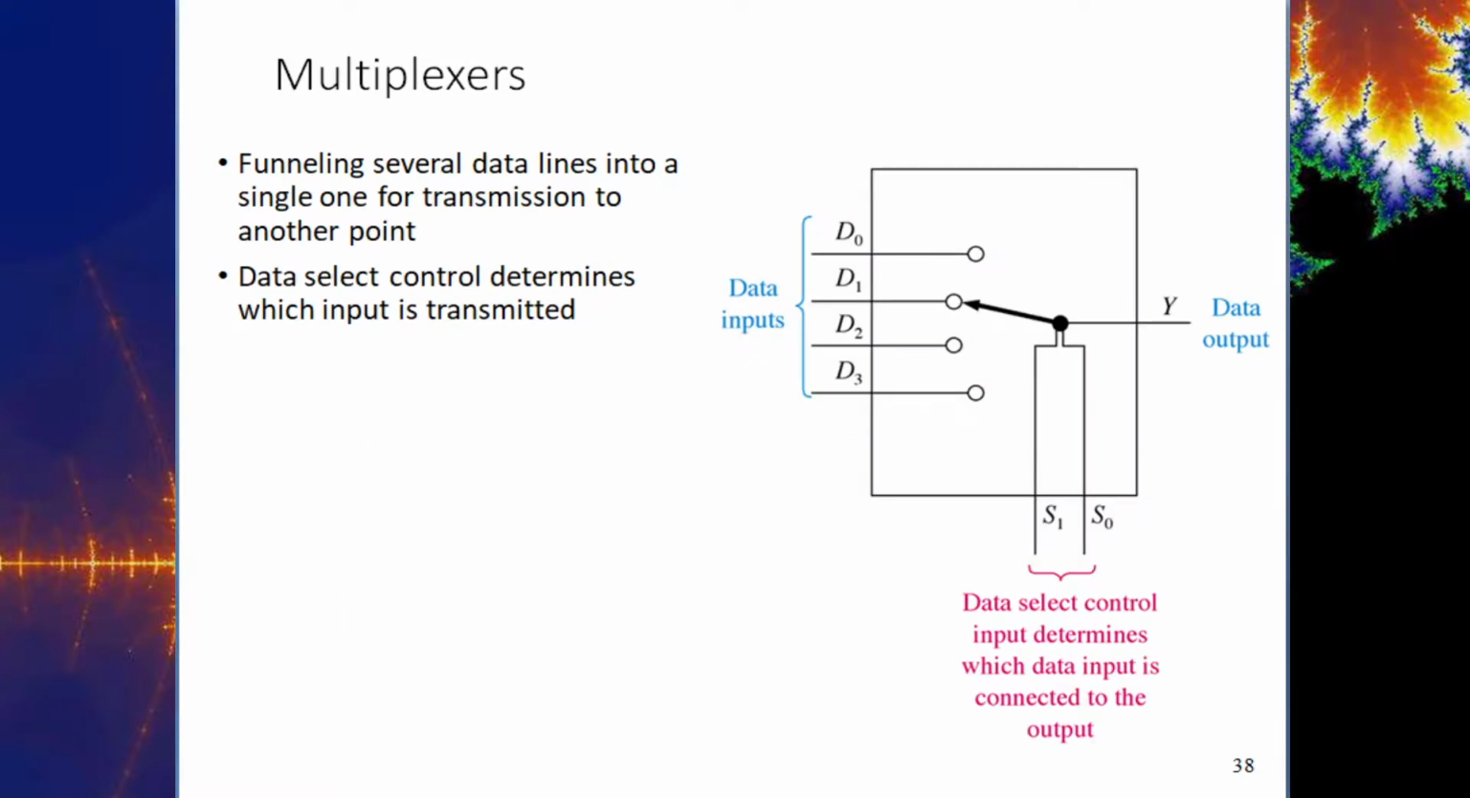Okay, let's talk about the next one. We've got decoding, we've got encoding. Now we're going to talk about multiplexing. Here we're funneling several data lines into a single output for transmission to another point. I liken this to watching cable TV. As a paying customer, if you have Hulu or something, you have hundreds and hundreds of channels to pick from. What you're doing is tapping into one single signal and then putting it out to your TV screen.